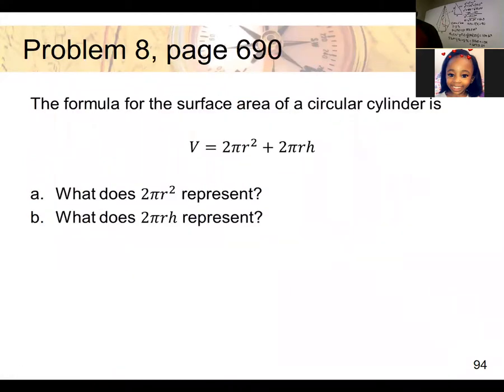All right, we'll end with this one. The formula for the surface area of a cylinder is this. Surface area is equal to 2 pi r squared plus 2 pi r times the h. Now, they want to know, what does 2 pi r squared represent? The 2 pi r squared, that actually is the area of the two bases of the cylinder.